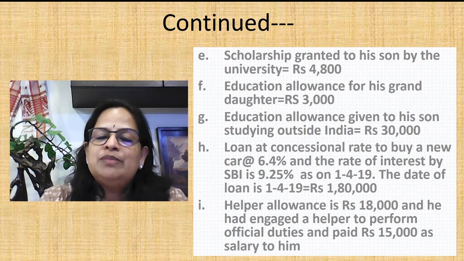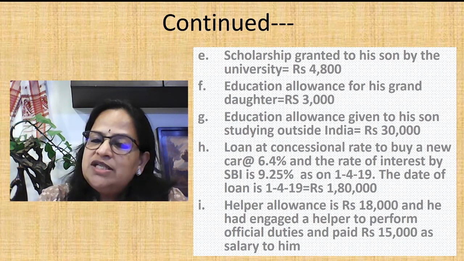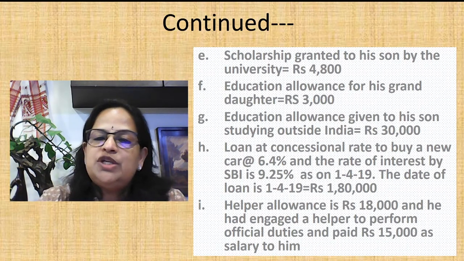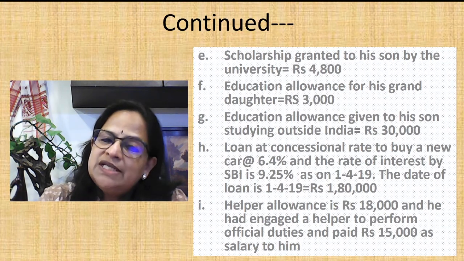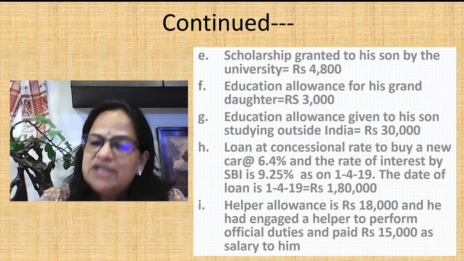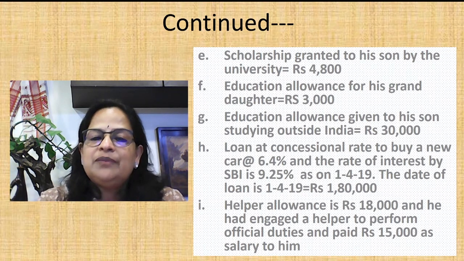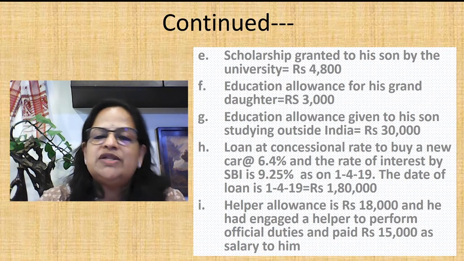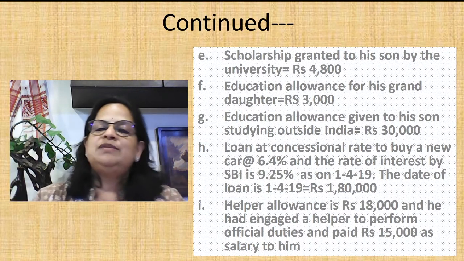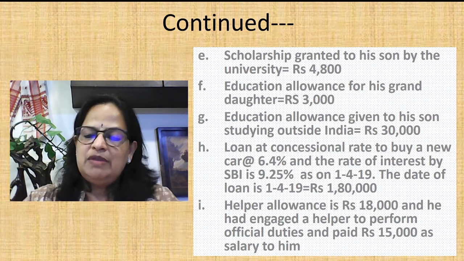So the date also is important. Beginning of the previous year. So here our previous year is April 1st, 2019 to March 31st, 2020. So the 1/4/19 rate is 9.25%. He is getting at 6.4%. So the difference amount will be taxable. And the value of the loan is given, 1,80,000. Helper allowance is 18,000 and he had engaged a helper to perform official duties and paid rupees 15,000 as salary to him. So the difference will be taxable. 15,000 he had spent for official purpose. 18,000 he got, so 3,000 will be taxable.